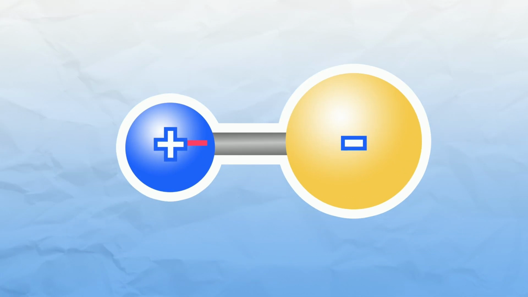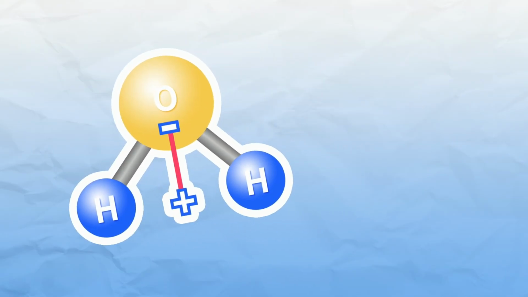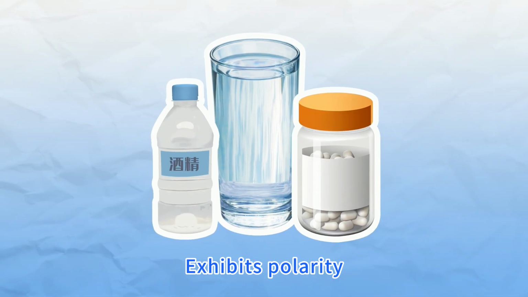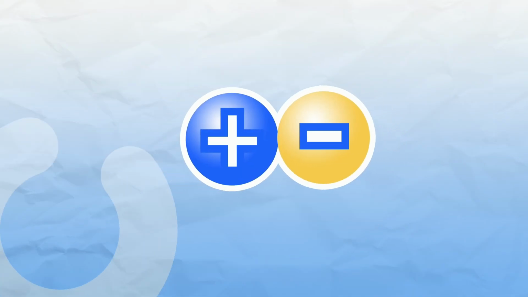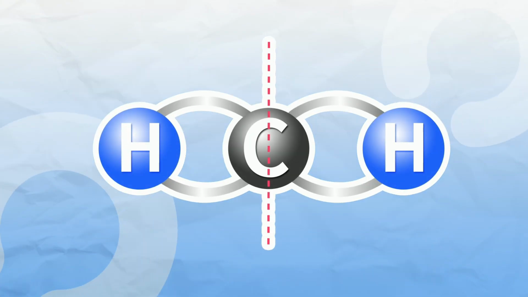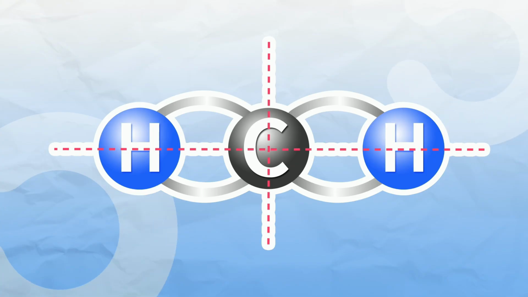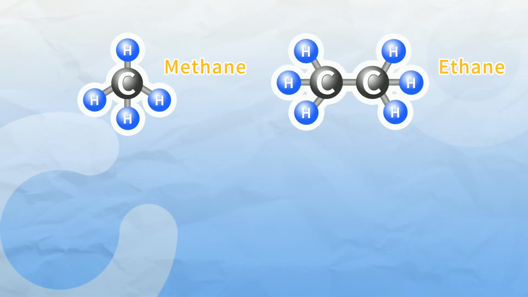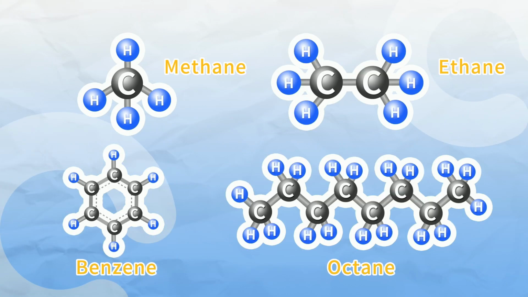Polarity refers to the distance between the centers of positive and negative charges within a molecule. The greater this distance, the higher the polarity, and vice versa. Most compounds exhibit some degree of polarity, as the centers of positive and negative charges cannot completely overlap. However, when a molecule has perfect or highly symmetrical geometry, it can be nonpolar as well. For example, methane, ethane, benzene, and linear alkanes.